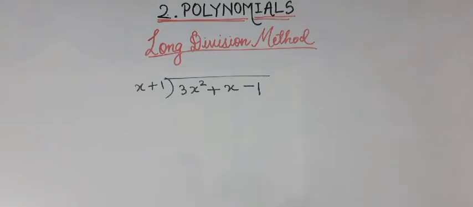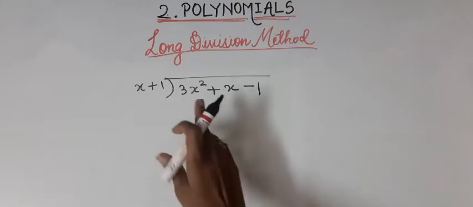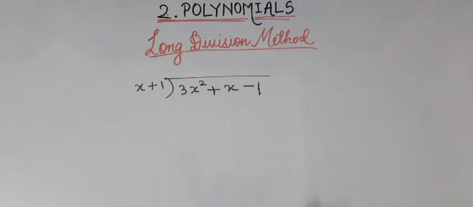Sometimes shuffled terms may be given to you. So before doing the long division, you first have to arrange them in descending order of their power, both the dividend as well as the divisor. Now it is already there, so our first step is already done. Now start the division.